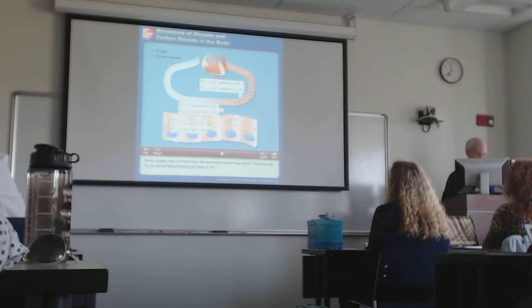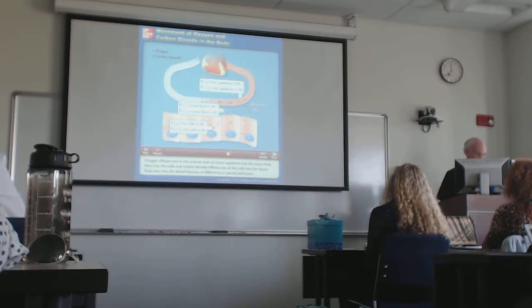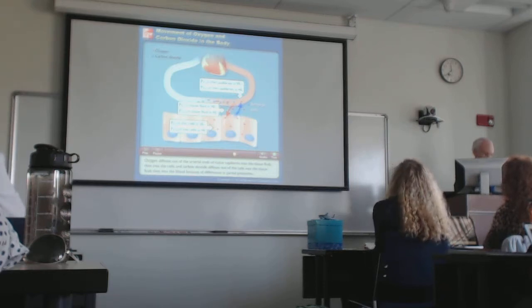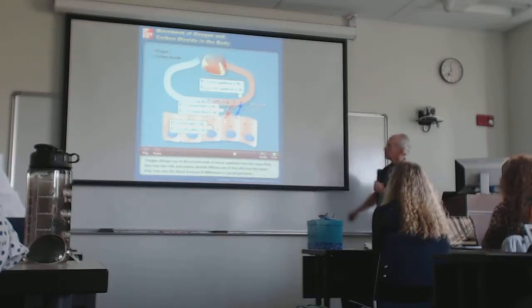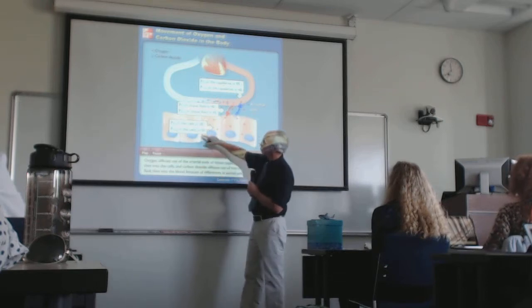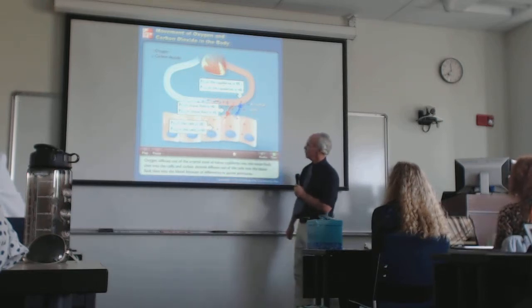Some oxygen was removed from the blood to nourish lung tissue. Therefore, the PO2 in arterial blood leaving the heart is 95. Oxygen diffuses out of the arterial ends of tissue capillaries into the tissue fluid, then into the cells, and carbon dioxide diffuses out of the cells into the tissue fluid, then into the blood because of differences in partial pressures. We notice the big gradient here. PO2 in the cells is about 20, PCO2 in the cells is 46.